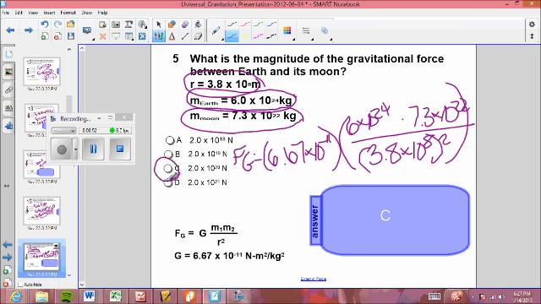What I would do is play around with your calculator. In class, I'm going to show you how to do it on our class calculators so that you can get this and multiply them and work it all out.